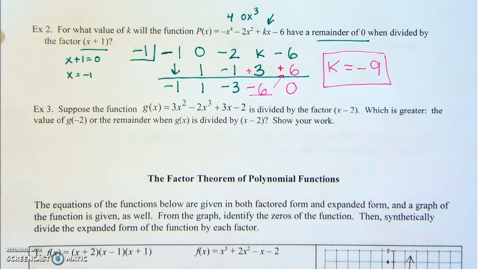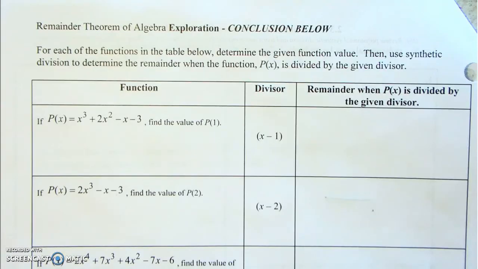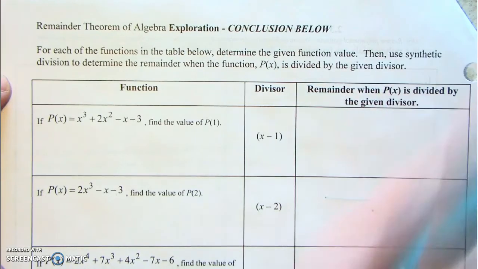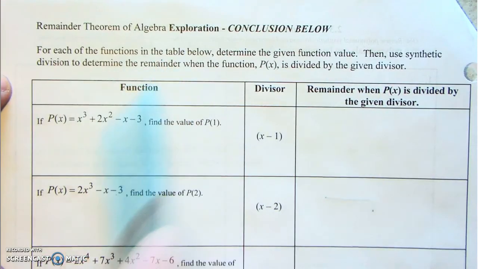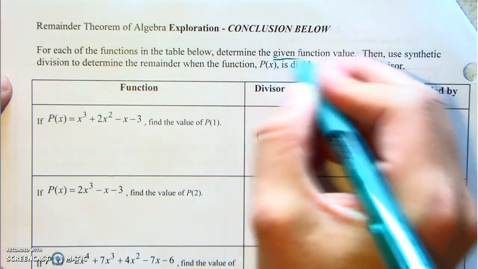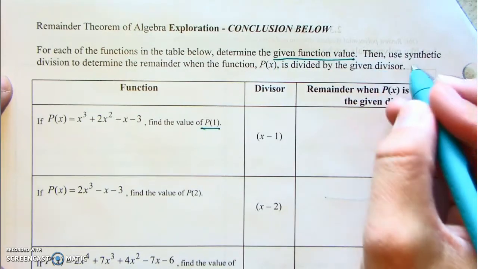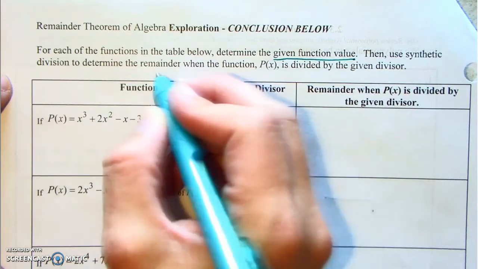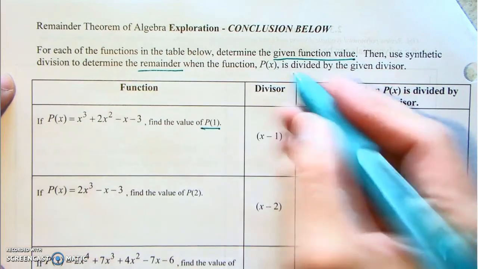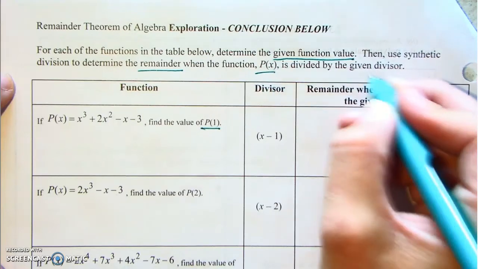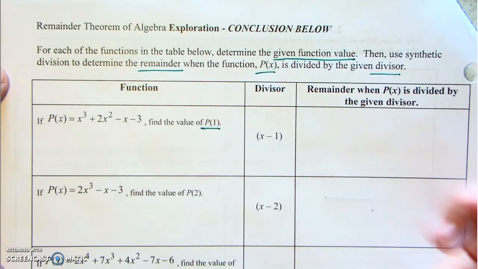All right. What else should we do? Let me pause it. Okay, I decided to come back to page 2. I just couldn't decide, so sorry about that. For each of the functions in the table below, determine the given function value. Then use synthetic division to determine the remainder when the function p is divided by the given divisor. Got it? Are you ready? Here we go.